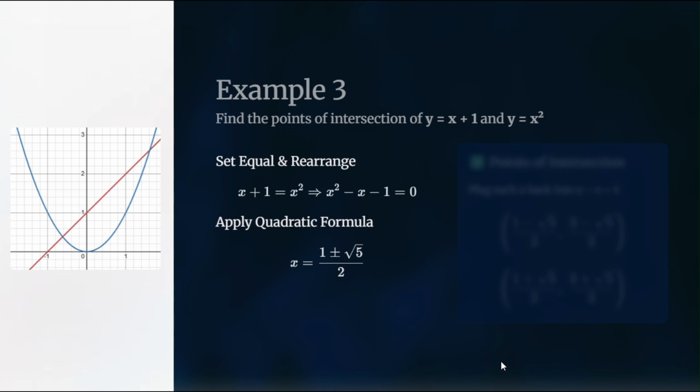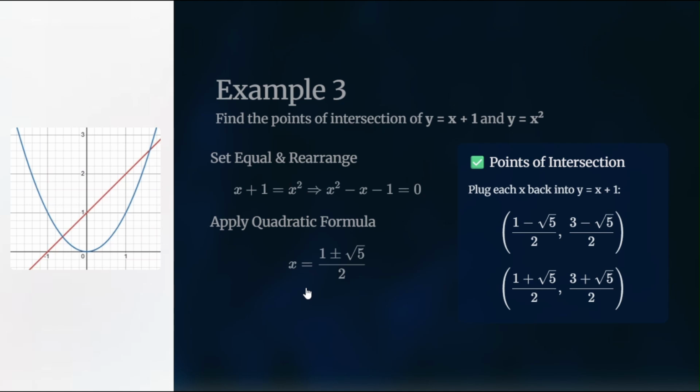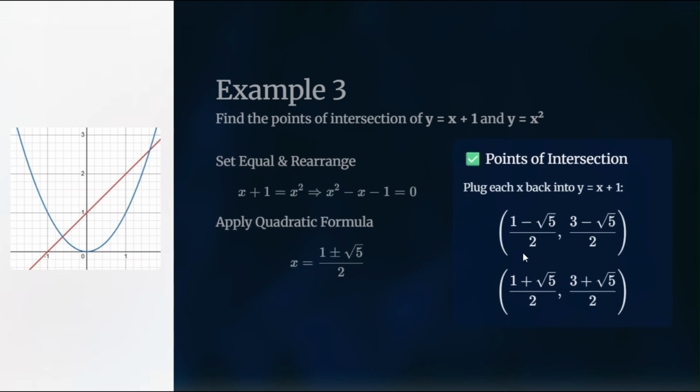So in this case, solving using the quadratic formula, we get two solutions, x equals (1 minus square root of 5) over 2 and (1 plus square root of 5) over 2. In order to find the points of intersection, we will need to plug back each solution into one of the two equations, and we get when x equals (1 minus square root of 5) over 2, y will be equal to (3 minus square root of 5) over 2. And when x equals (1 plus square root of 5) over 2, y will be equal to (3 plus square root of 5) over 2.